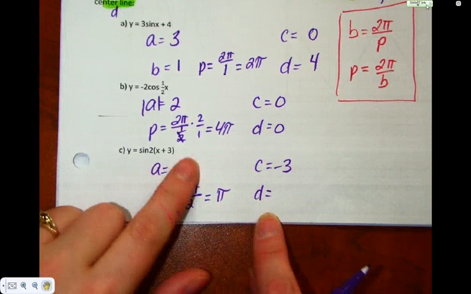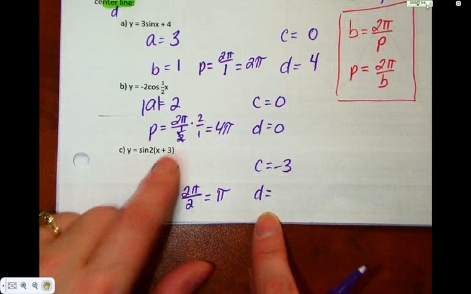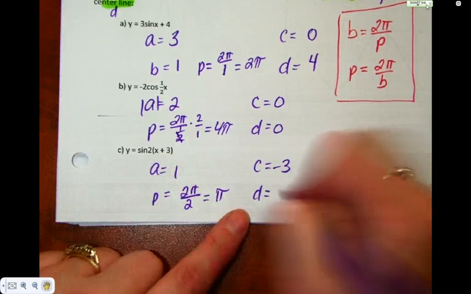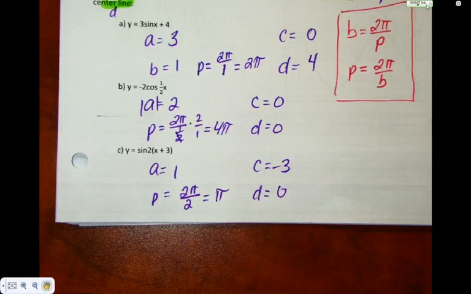D is the number at the end, so the center line. Is there any number outside brackets that we're adding? 0. Okay, so that's the first skill you need to be able to do today. Given an equation, identify those 4 things.